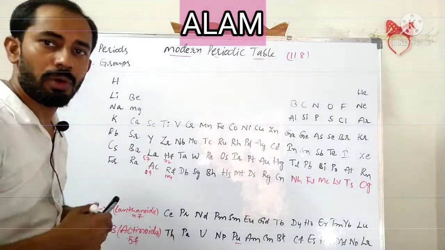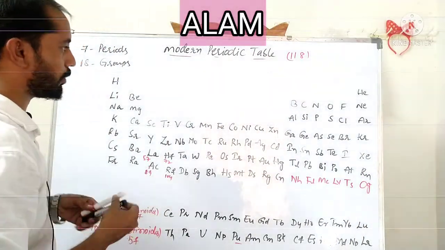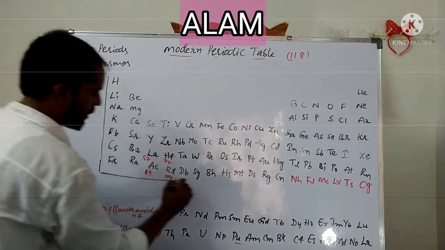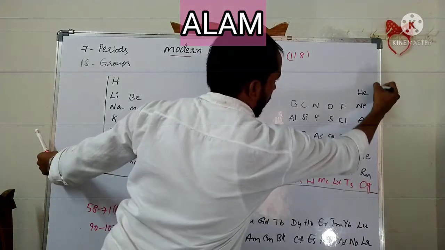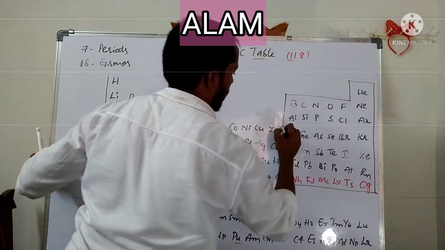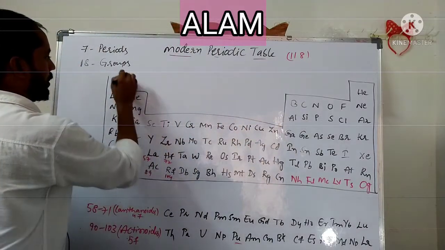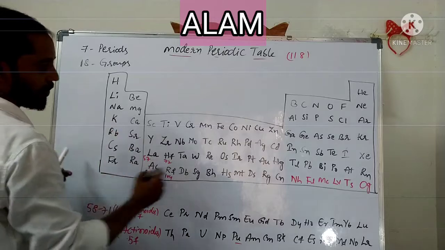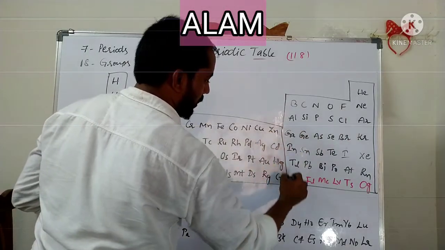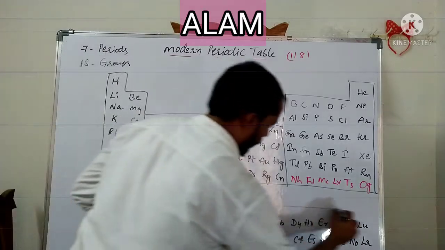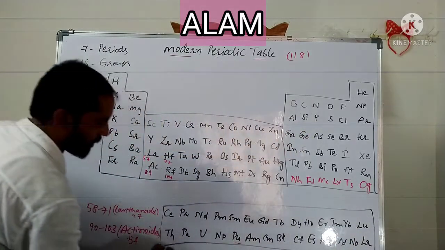Okay, these are the 118 elements, and these 118 elements can be outlined as follows. Here these are the groups of elements, so this can be numbered. These are the S block elements, and these all are P block elements. In between these all are D block, and at the bottom of the periodic table are the F block elements.